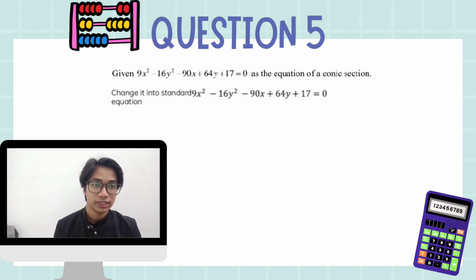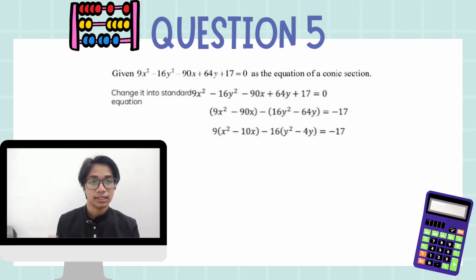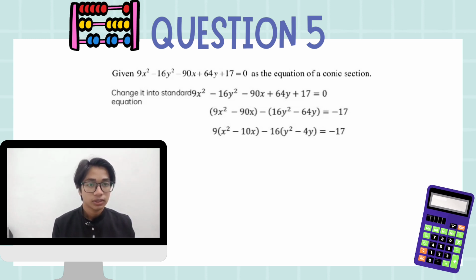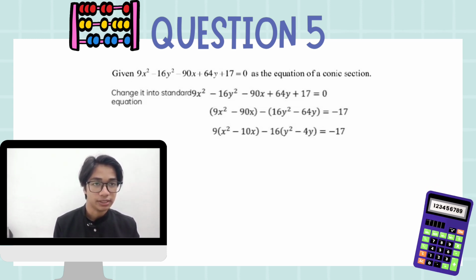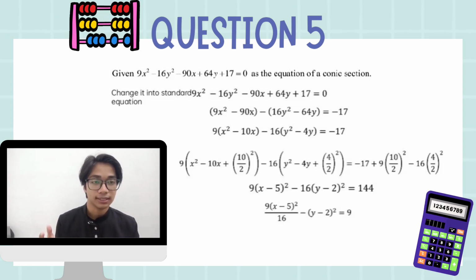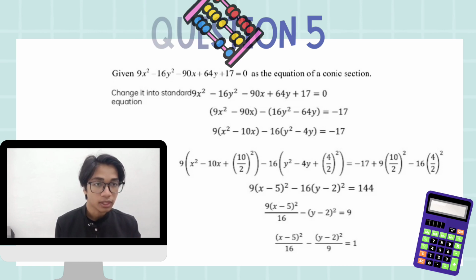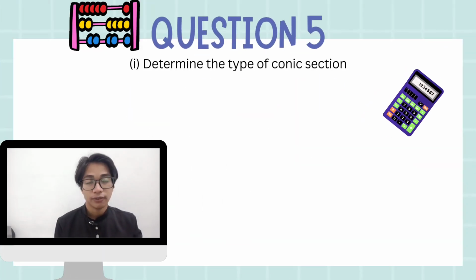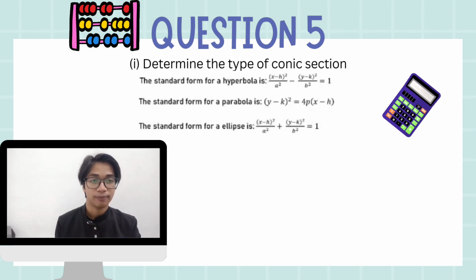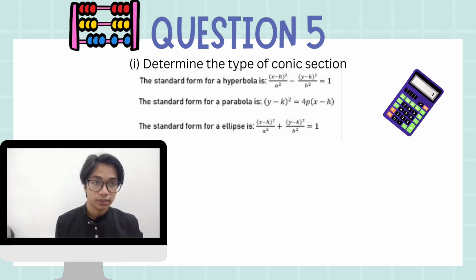So how do we do the completing the square method? Firstly, we combine the same terms of the equation, which is we combine the x terms and the y terms, and then we move the positive 17 to the right side. After we combine the same terms, we factorize it, and then we do the completing the square method, and we will get the answer, which is x minus 5 squared over 16 minus y plus 2 squared over 9 equals 1. From this equation, we compare it with the standard forms of a hyperbola, a parabola, and an ellipse. We find which one is the same as the equation that we get here, and we can see that it is a hyperbola.